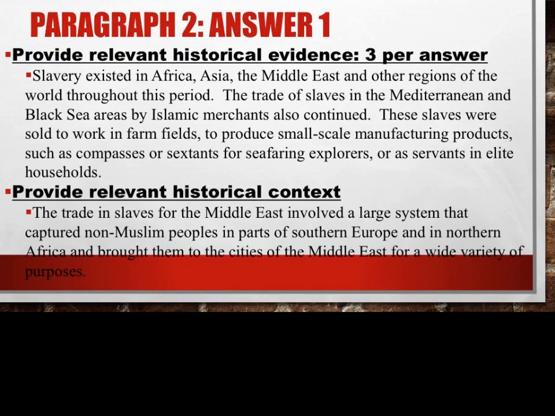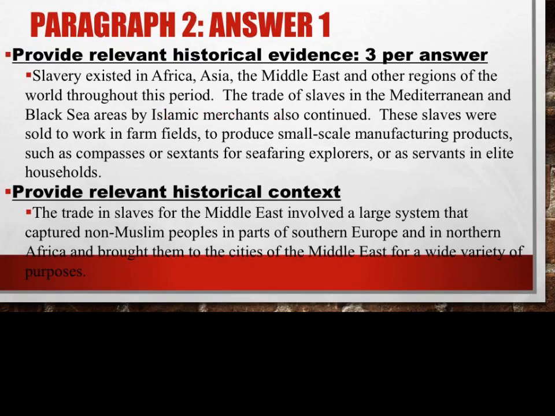The trade of slaves in the Mediterranean and Black Sea areas by Islamic merchants also continued. Yet another piece of evidence. Talking about slavery, I've given you 2 different locations in the Eastern Hemisphere, the Mediterranean and Black Sea areas, with this trade network done by Islamic merchants. So there's another piece of evidence that supports slavery as a continuity.